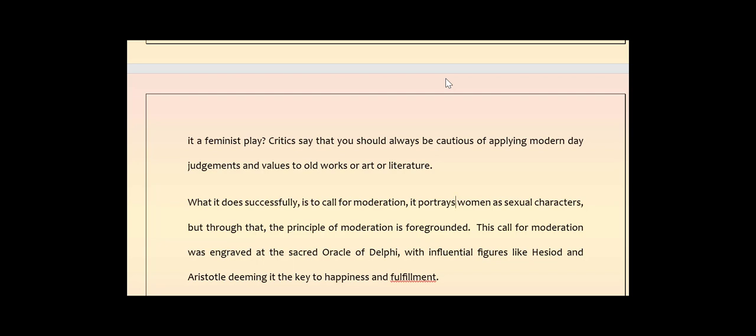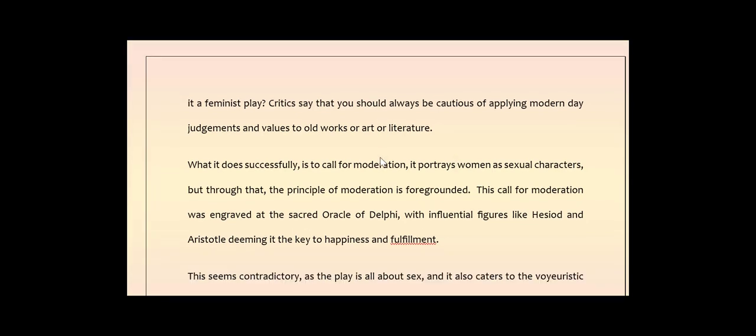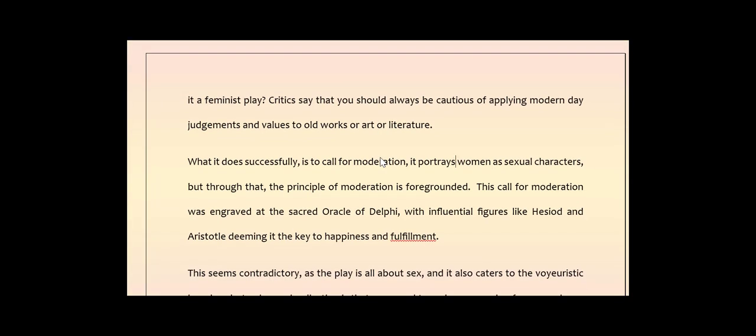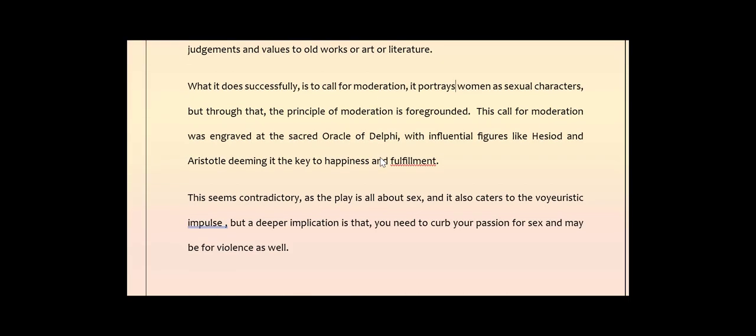It is a call for moderation, which is also engraved as a sacred oracle of Delphi, which influential figures like Hesiod and Aristotle have also talked about when they want to emphasize happiness and fulfillment. So the core moral virtues of the Greeks had to do with moderation, and therefore they would talk about this play, which goes to great lengths to talk about sex, but they would still emphasize moderation. So it seems very contradictory, as the play is all about sex.